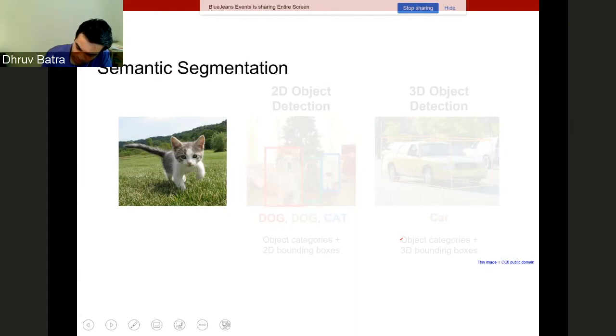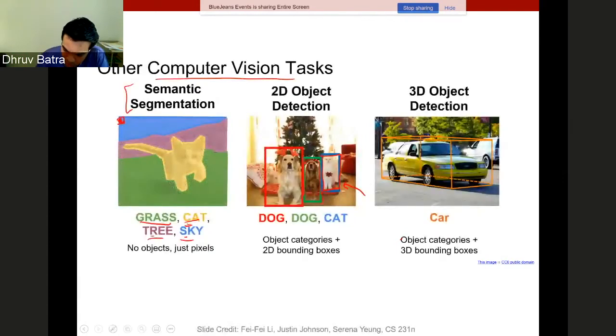Okay, so there are two dogs and a cat in this image, and you have to output not just scores but also bounding boxes. And then there's the 3D object detection problem, where you have to output these bounding boxes that are 3D bounding boxes.